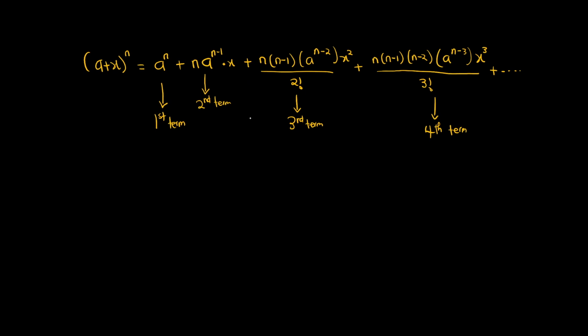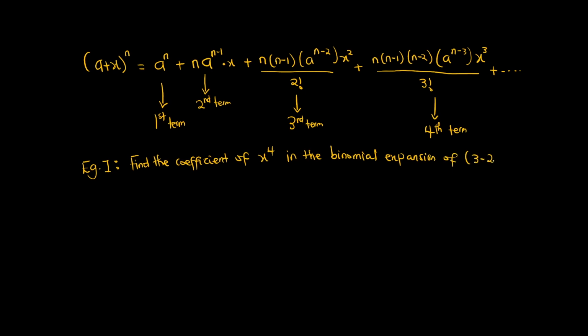Now, this whole expansion I'm doing, okay, how do we apply this? So, for instance, let's try this past objective question. We have to find the coefficient of x raised to the power 4 in the binomial expansion of 3 minus 2x raised to the power 6. Are we okay? So we have to find the coefficient of x raised to the power 4.